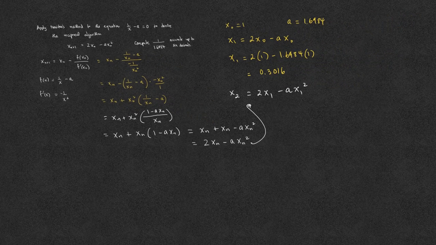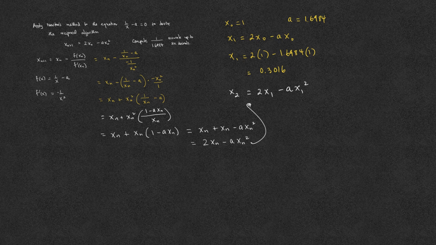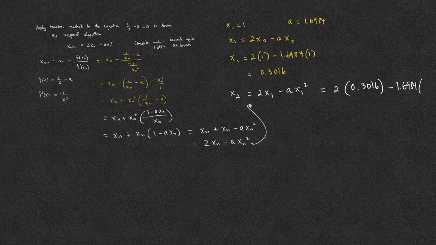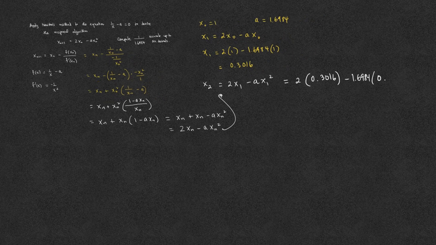Plugging in x sub 1, which is now 0.3016, we have 2 times 0.3016 minus 1.6984 times x sub 1, which is 0.3016, and then square this. We will get x sub 2, which is approximately 0.448709, but we will use one more decimal place in the intermediate step. The question asked for 6 decimals, we will use 7.